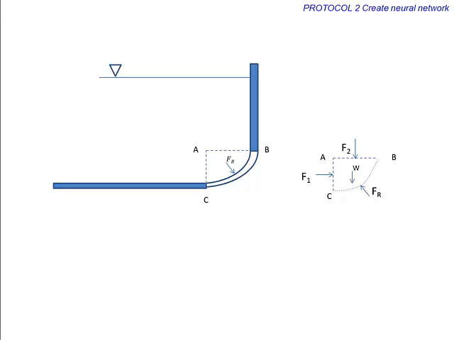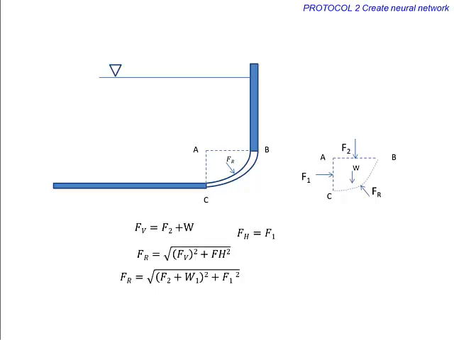Now F1 is the hydrostatic force exerted on a horizontal surface AB. F2 is the hydrostatic force exerted on a vertical surface AC. We have already discussed how these forces can be calculated. Once we know these, we can calculate F_r.